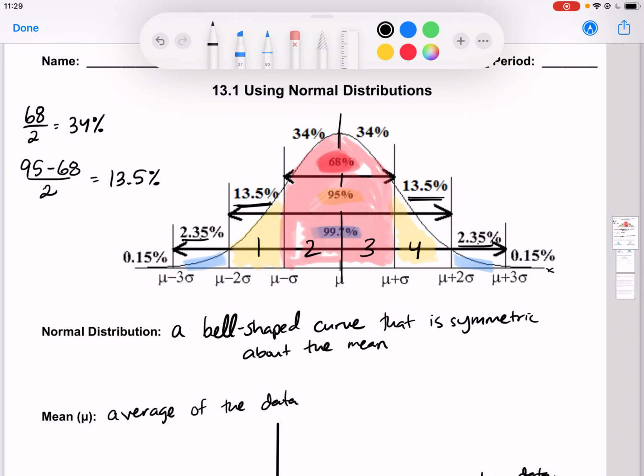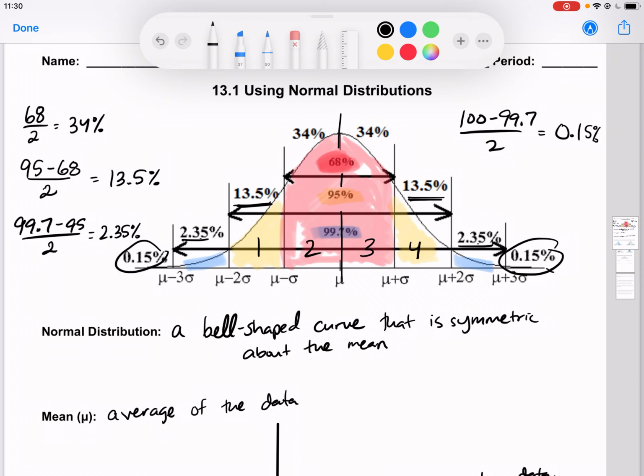Likewise, to find 2.35%, I'm going to take the 99.7, subtract the 95, and then split it in half because there are 2 sides since it's symmetric, and you get 2.35%. And then finally, there's going to be the rest of your data: 100% minus 99.7, split in half, and that's where you get the 0.15% at the tail ends. So that is where those other percentages come from.